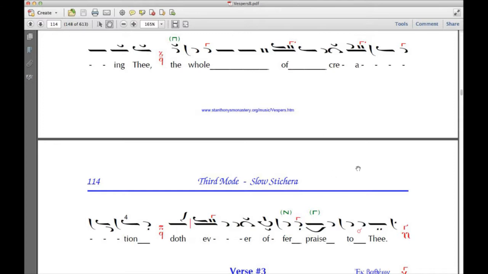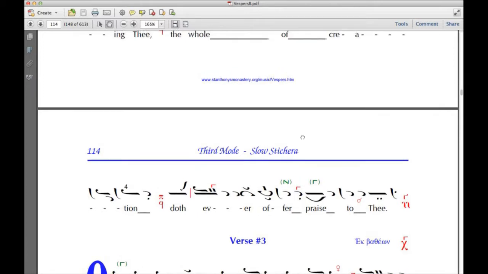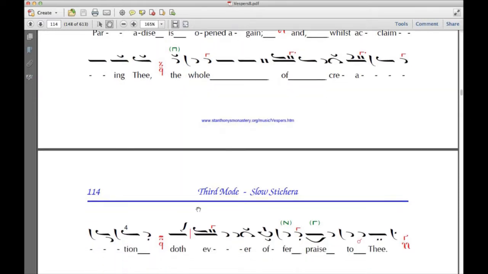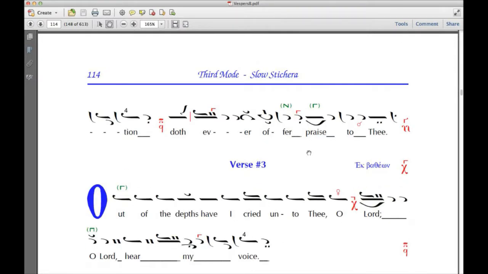I noticed, Jeff, that you turned the wrong page again. I want to, like, that doth ever offer praise to thee. Oh, sure. So, the creation doth ever offer praise to thee. Okay, I think I got the rhythm that time. Cool. Any questions or verse number 3?